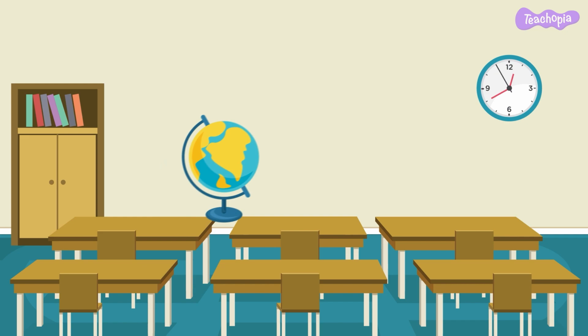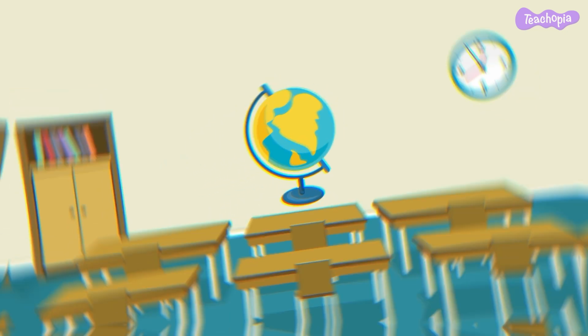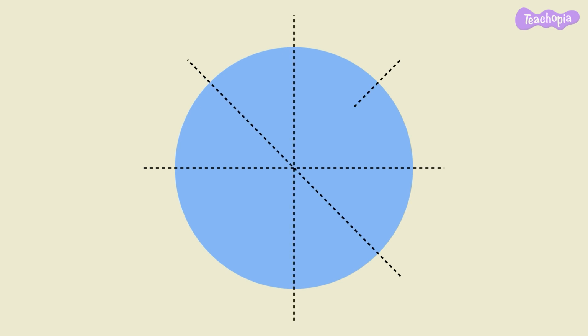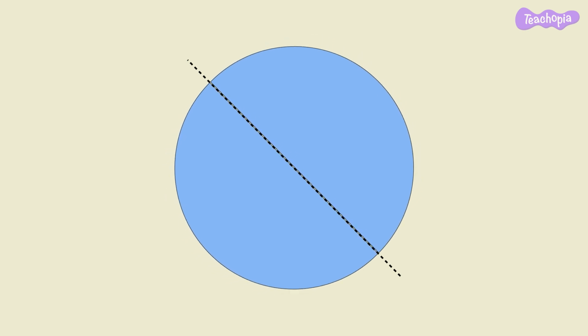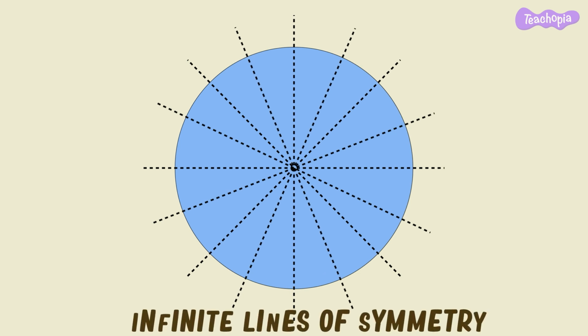Look at this globe. It looks like a circle in shape. A circle has unlimited number of lines of symmetry. This is because no matter which line you draw passing through the center of the circle, it always divides the circle into two identical parts. Therefore, a circle has unlimited number of lines of symmetry.